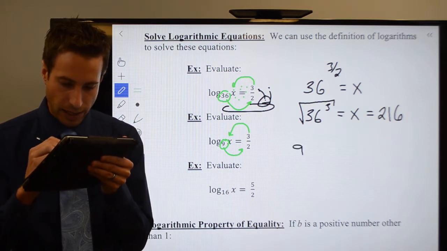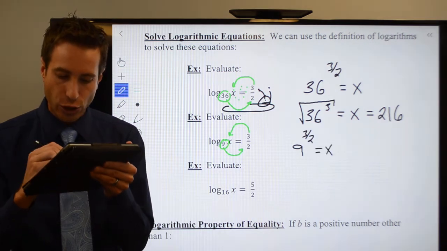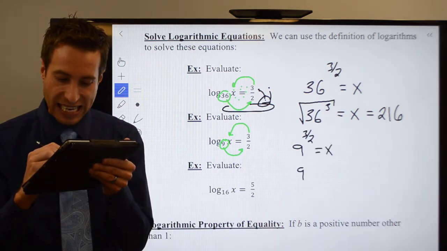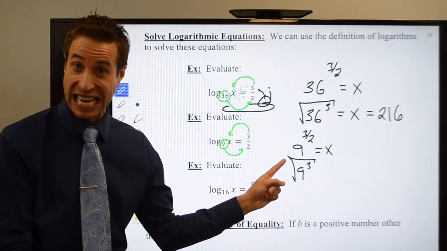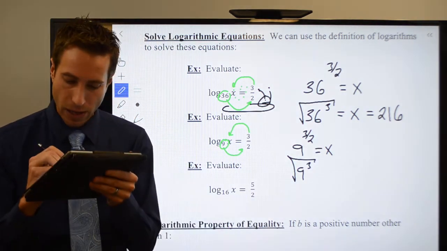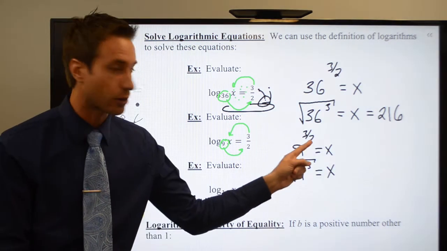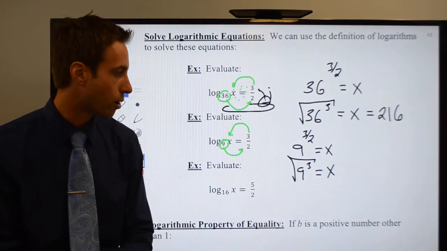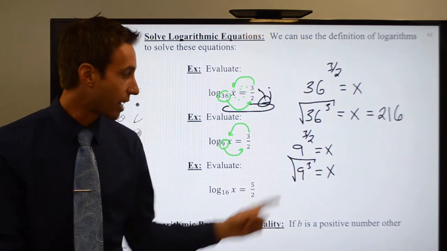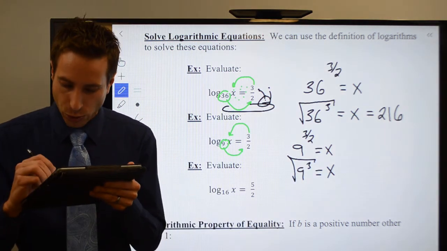I love it. 9 to the 3/2 power is equal to x. Again, you could simply rewrite that as 9 cubed and take the square root of it, because the denominator becomes the index of the radical. Either way, in your calculator, you'll get the same answer. Either do 9 to the 3/2 power, I put the power in parentheses so your calculator doesn't mess up the order of operations, or just put in your calculator square root of 9 cubed. Whichever, you're going to wind up with x equals 27.